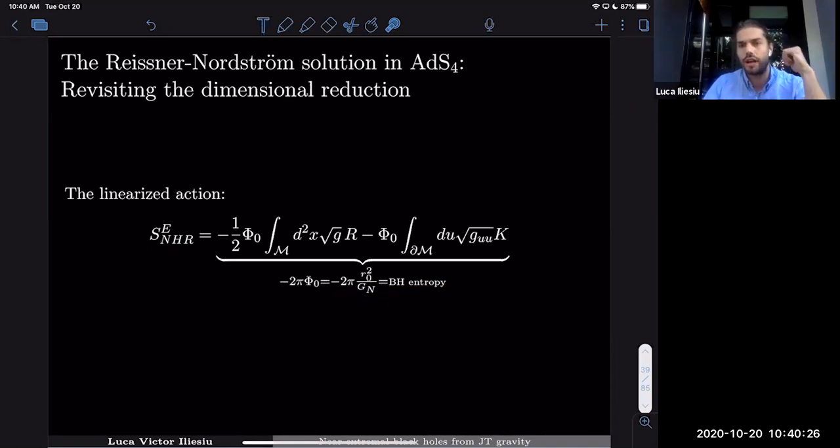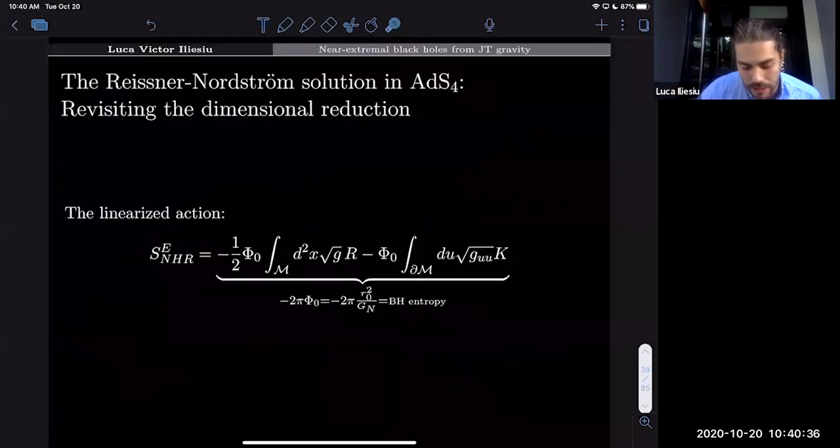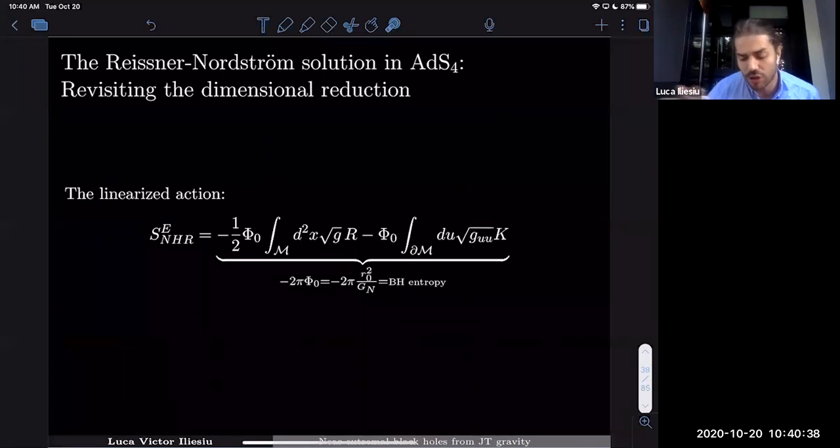That's what should have happened, because this is the only place where phi 0 comes in. So this is the only place where the extremal radius comes in. And we know that the black hole entropy depends on the extremal radius.